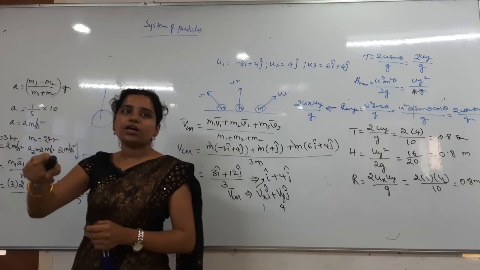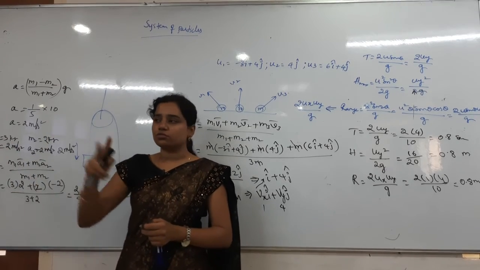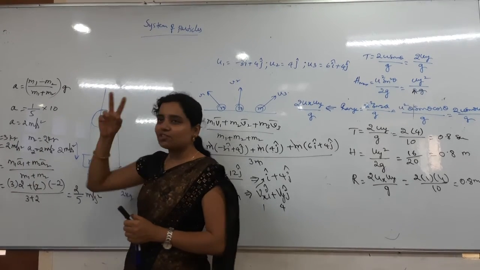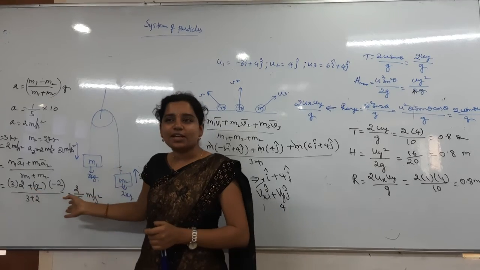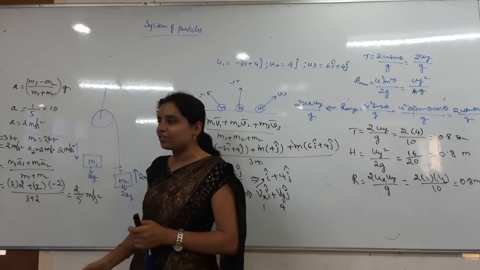Why? Because your wrong answer will also be there in the options, that is 2. The first option is only 2. The second or third option, 2 by 5 will be there. Clear?